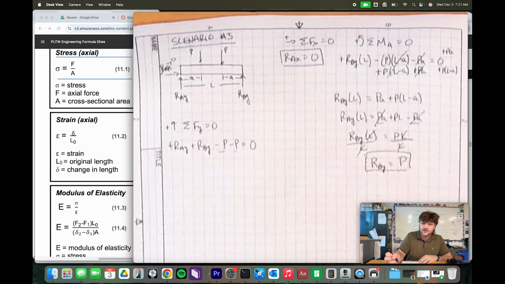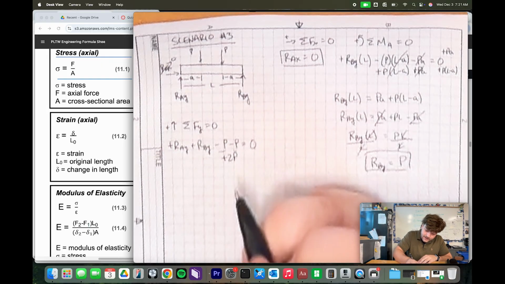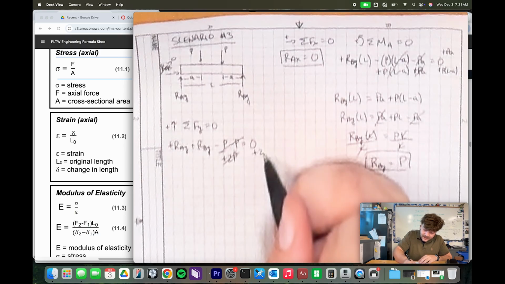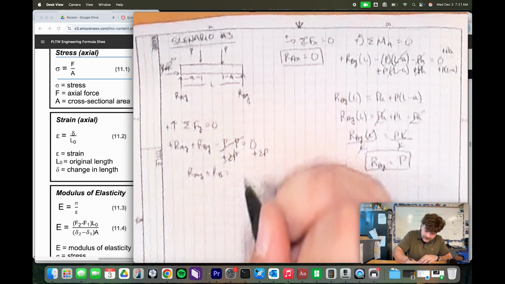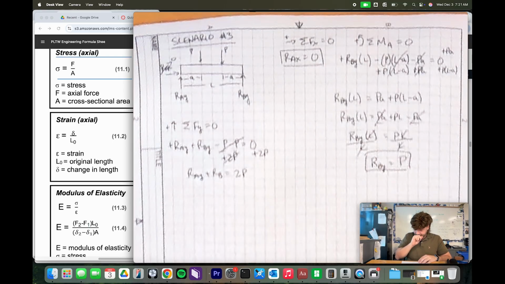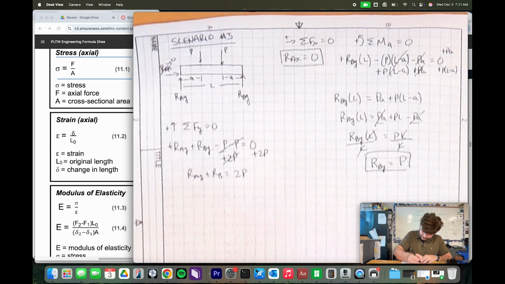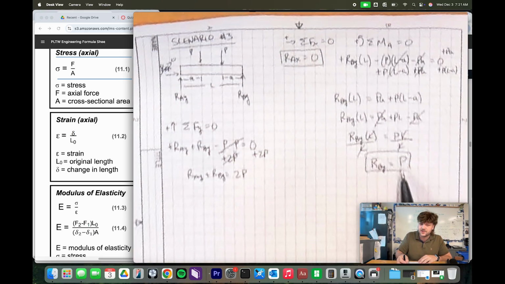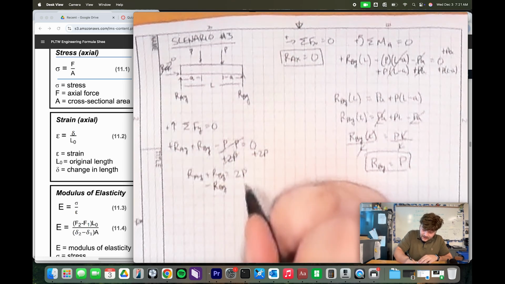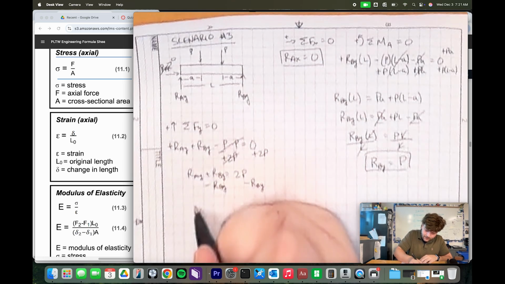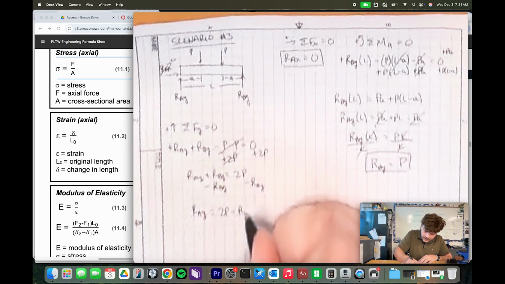Now, these are like terms, right? So that's going to end up being a negative 2P. What I'm going to do is add 2P to both sides so that we end up getting RAY plus RBY is equal to 2 times P. Now, in this case, we already solved for RBY, right? So we know RBY is equal to just P. So if I subtract RBY from this side, and I subtract RBY from this side, we're going to end up with RAY equals 2P minus RBY.